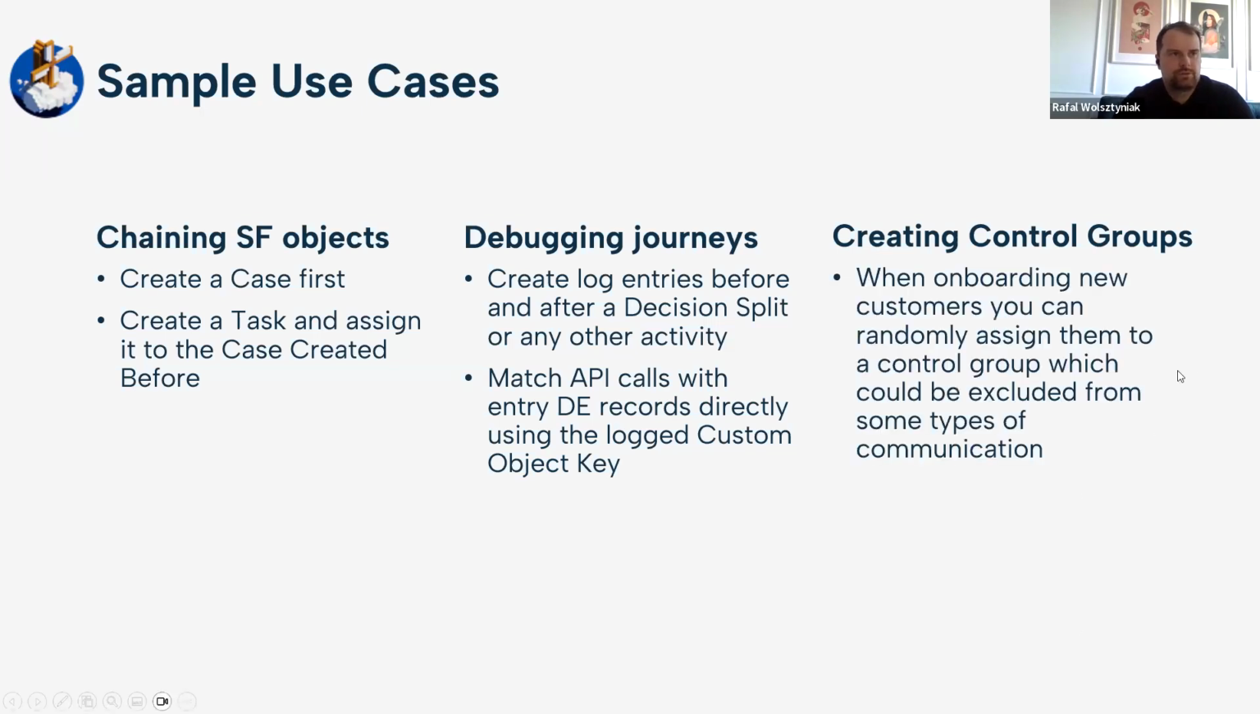And you can also create control groups. So when onboarding new customers, you can randomly assign them to a control group which has some communication excluded. So you can measure what's the influence of your communication compared to a person that doesn't receive any communication.